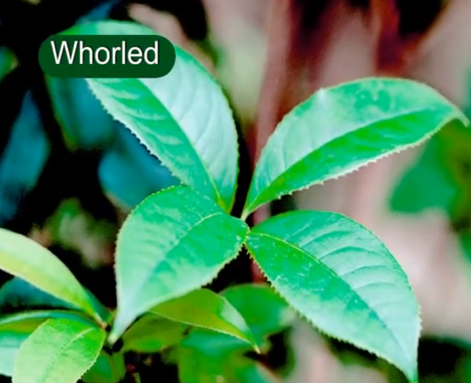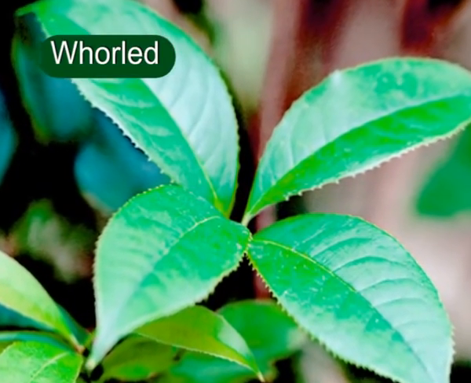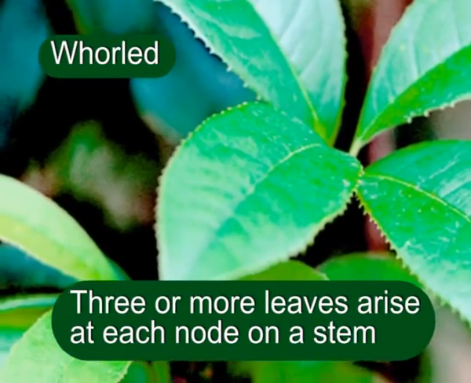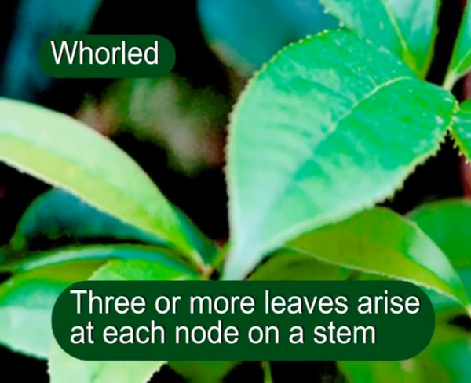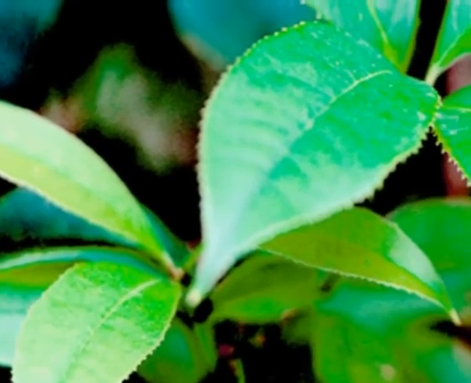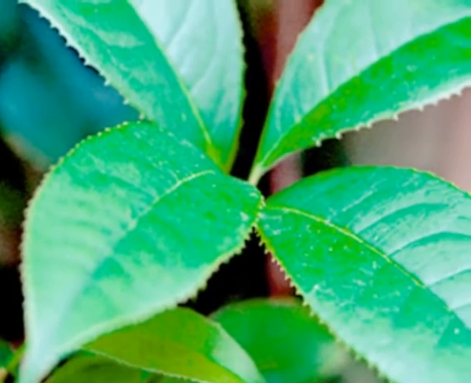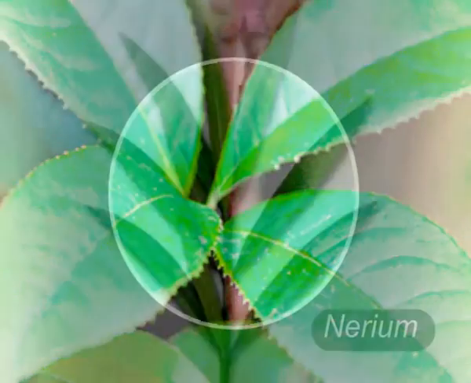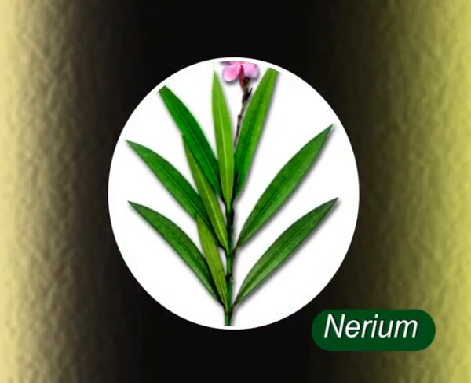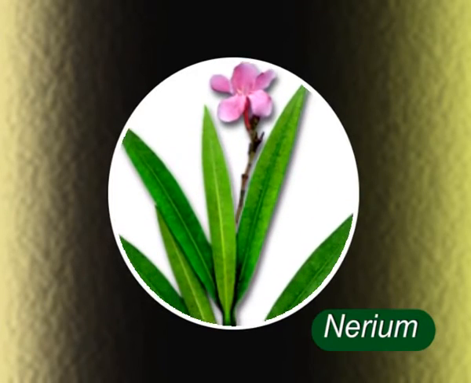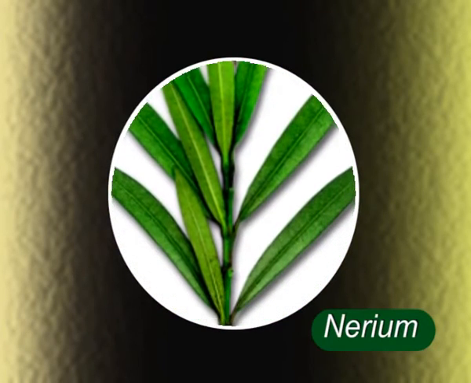The last type of phyllotaxy is the whorled type. When 3 or more leaves arise at each node on a stem and form a circle or whorl, it is known as whorled phyllotaxy. Nerium shows whorl type of arrangement as 3 or more leaves arise at each node on the stem.